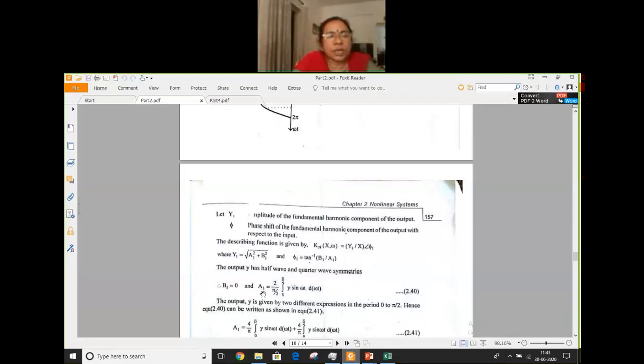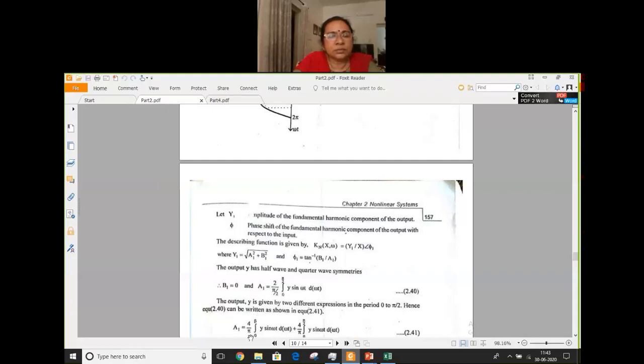And the equation for a1, that is from Fourier analysis: a1 is equal to 2 by pi by 2 integral from 0 to pi by 2 of y sin omega t d omega t. This is the equation for the coefficient a1. The output y is given by two different expressions in the period 0 to pi by 2, as we have seen. Hence the equation can be written, 2 by pi by 2 becomes 4 by pi.